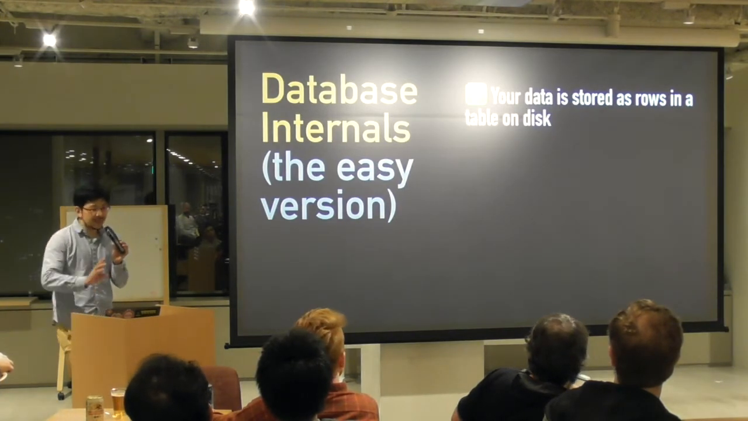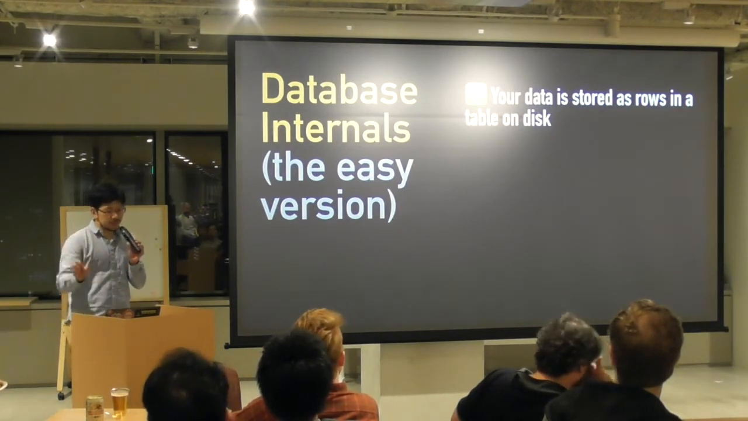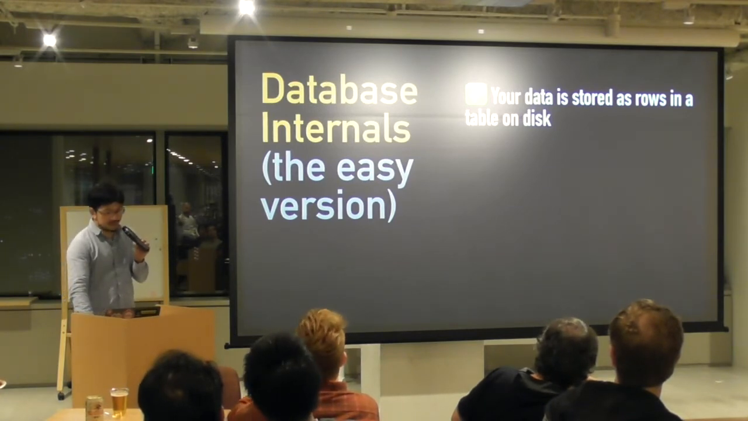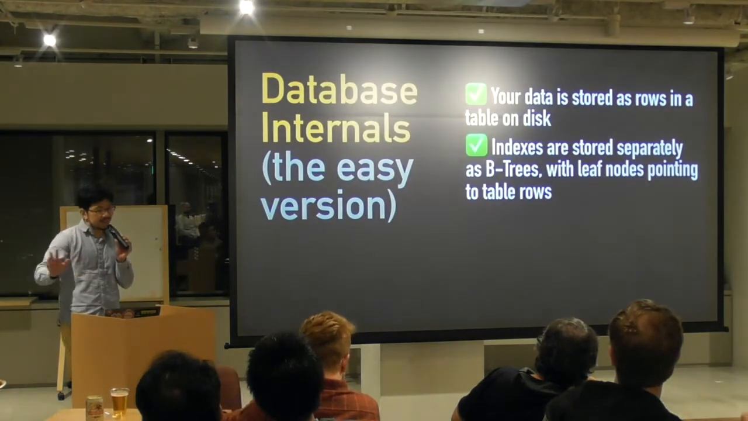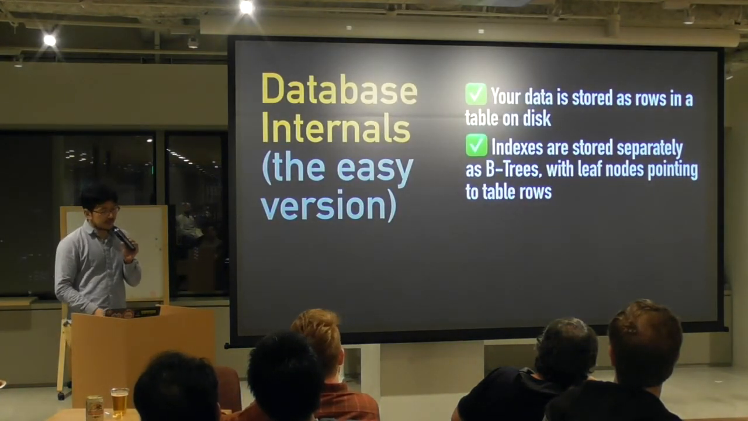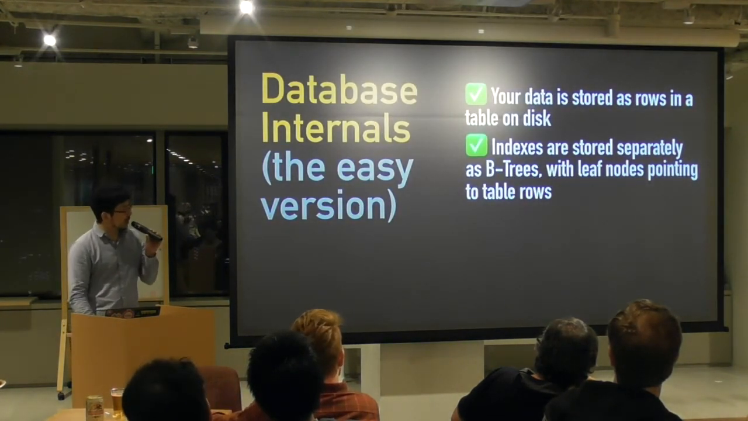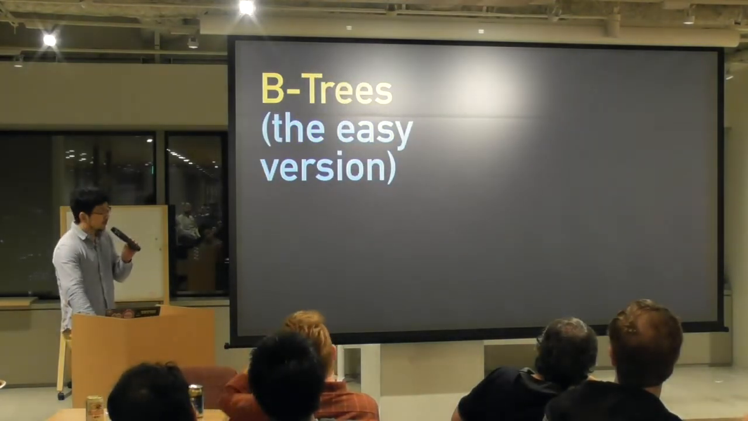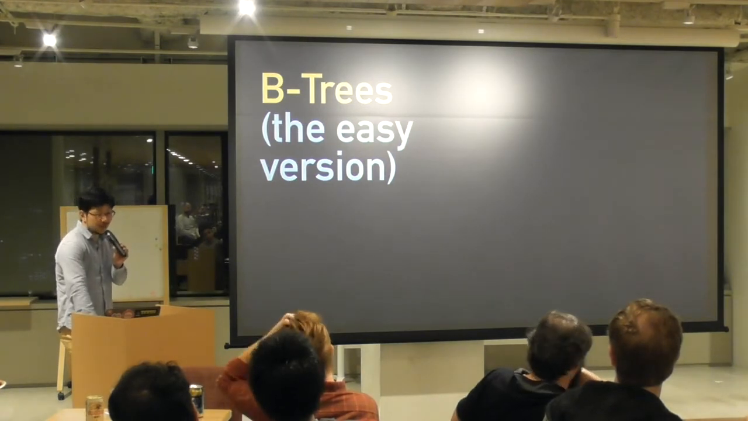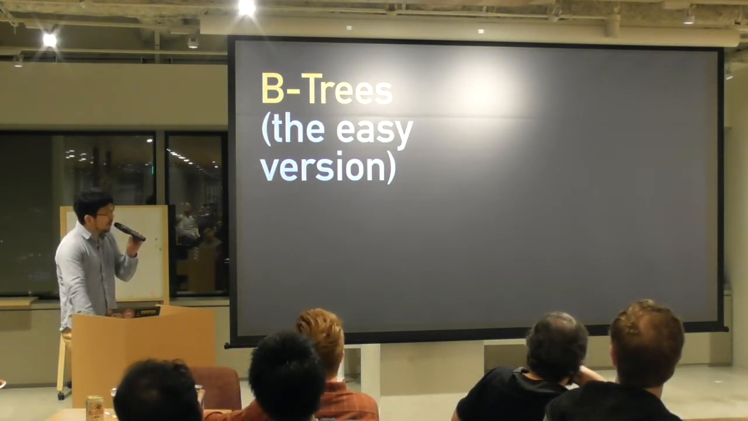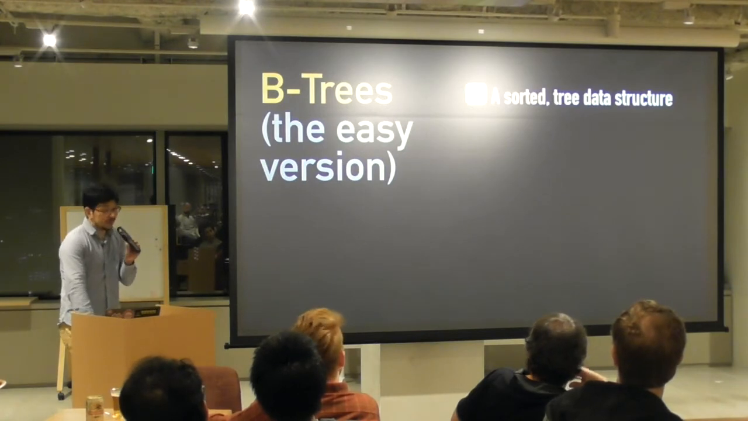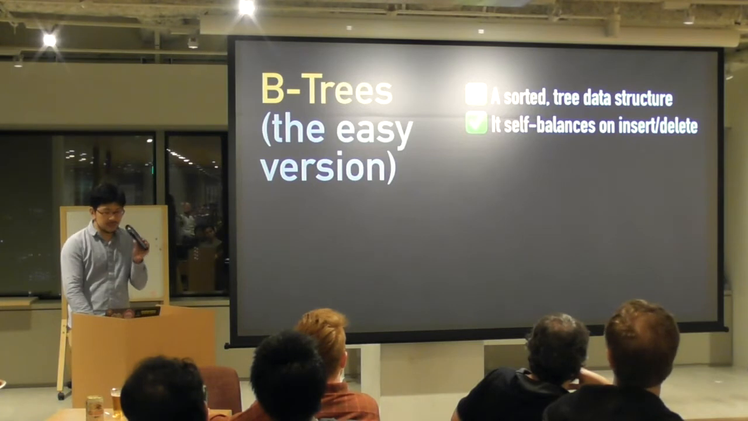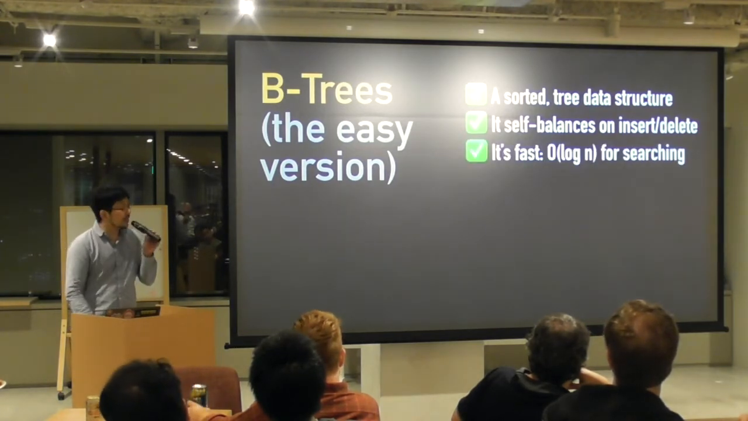Firstly, if you have a database, all it means is that you've got this data stored as rows in a table on disk. You can also have these indexes, and these indexes are usually stored separately as B trees with the leaf nodes pointing at the table rows. If you've done an algorithms course, you probably have a good idea of what I'm talking about. It's basically a sorted tree data structure, and it's really nice because it self-balances when you insert stuff and delete stuff, and it's really fast.